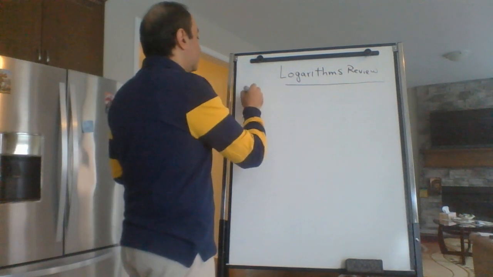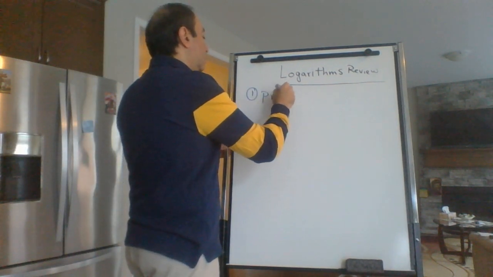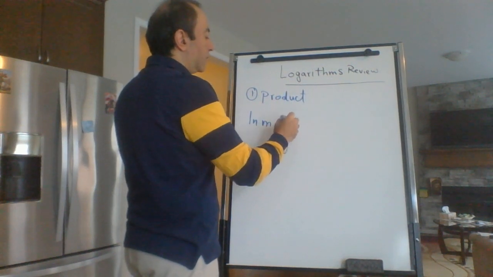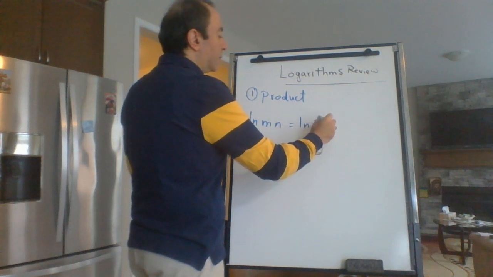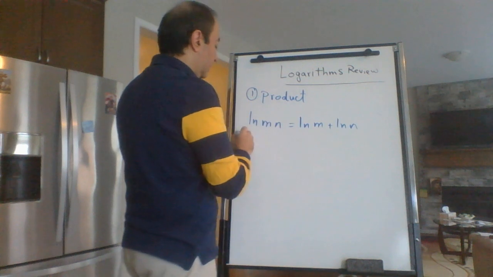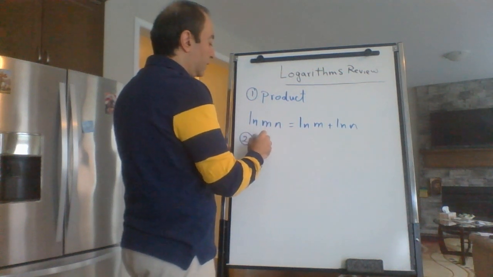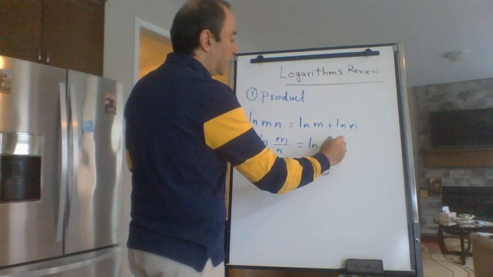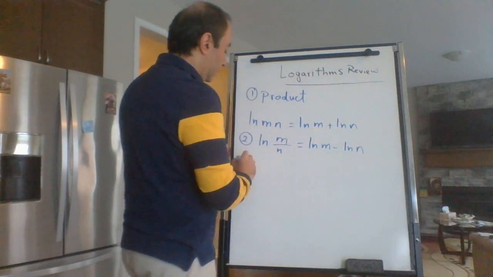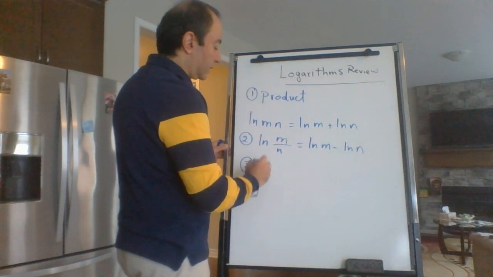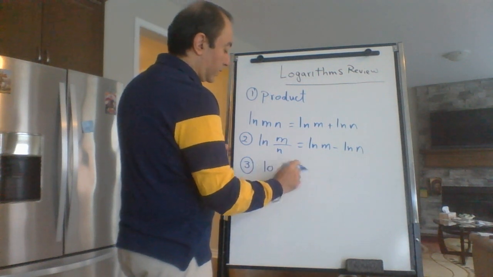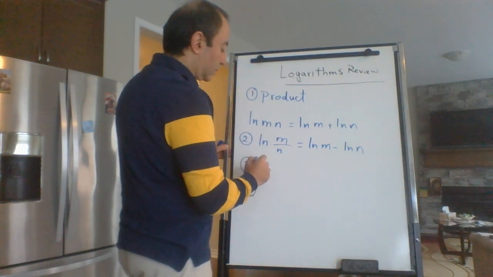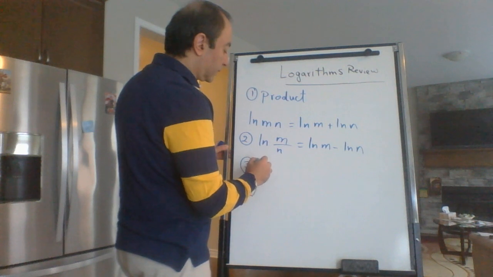One, product: if I have ln of m times n, this is the same thing as ln m plus ln n. The second thing is quotient: ln of m divided by n is the same thing as ln m minus ln n. All these laws apply also to log, but I am going to find the derivative of natural log today.